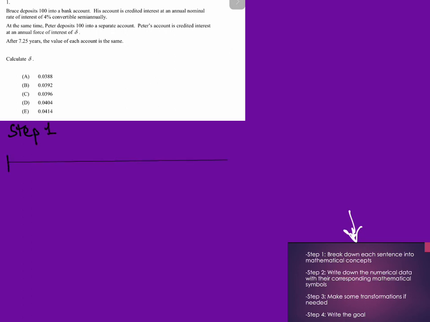Step 1 is to break down each sentence into mathematical concepts. What do I mean by breaking down into mathematical concepts? We are going to graph to know the account of Bruce and his deposit. So Bruce deposited 100 at time 0 at an interest rate of 2% semi-annually. And Peter does the same thing at the same time: he deposited 100 in his account at a force of interest, which is delta.